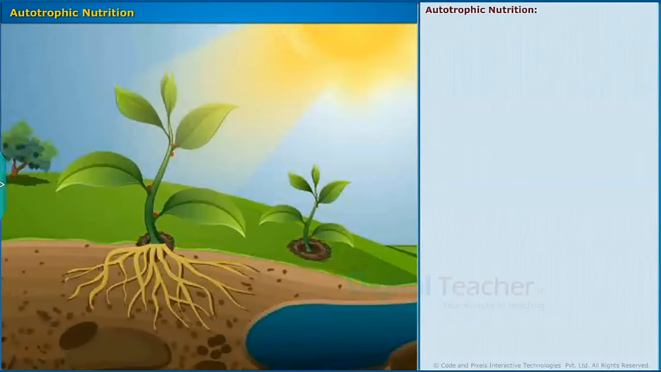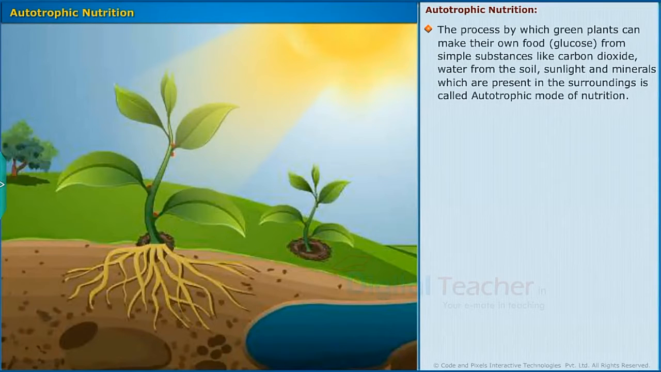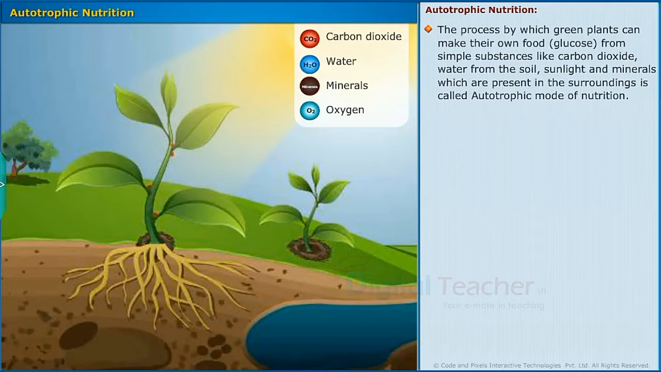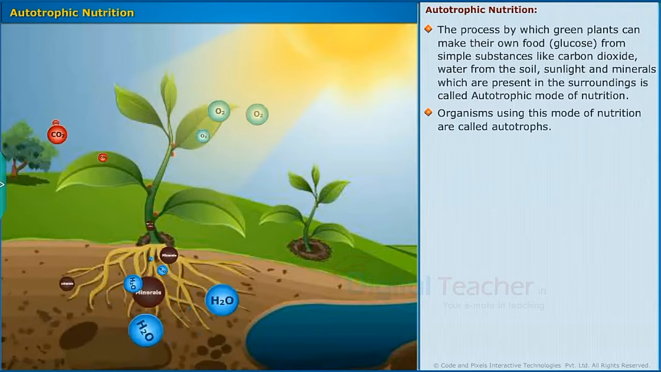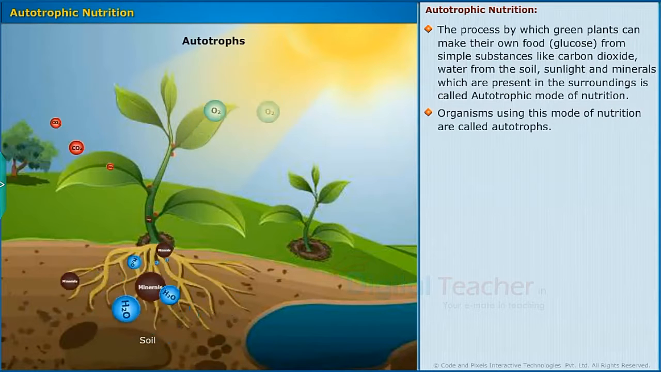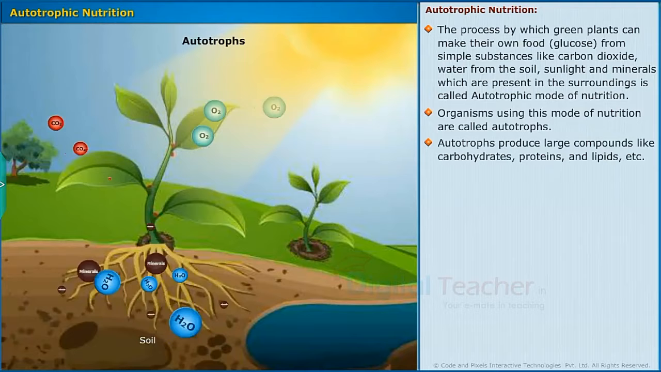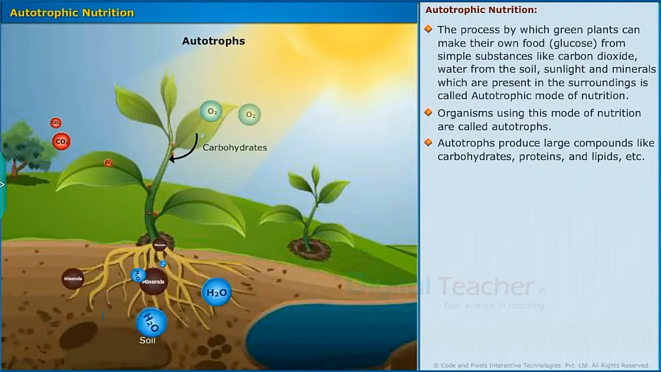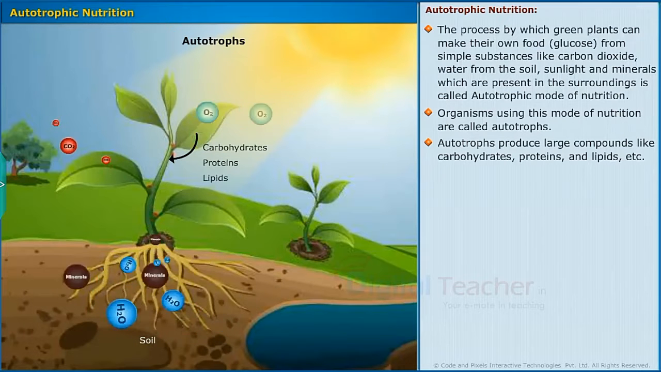To begin with, let us learn about the requirement of nutrition in plants. The process by which green plants can make their own food, glucose, from simple substances like carbon dioxide, water from the soil, sunlight and minerals which are present in the surroundings is called autotrophic mode of nutrition. Organisms using this mode of nutrition are called autotrophs. Autotrophs produce large compounds like carbohydrates, proteins, and lipids, etc.